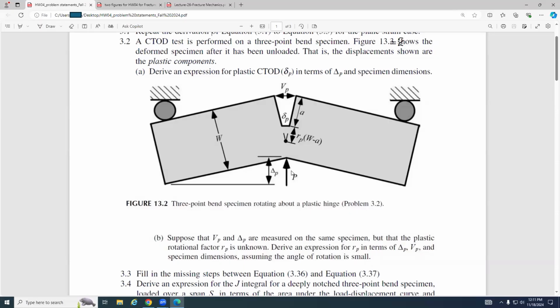Any questions for this equation? No question, right? No question.